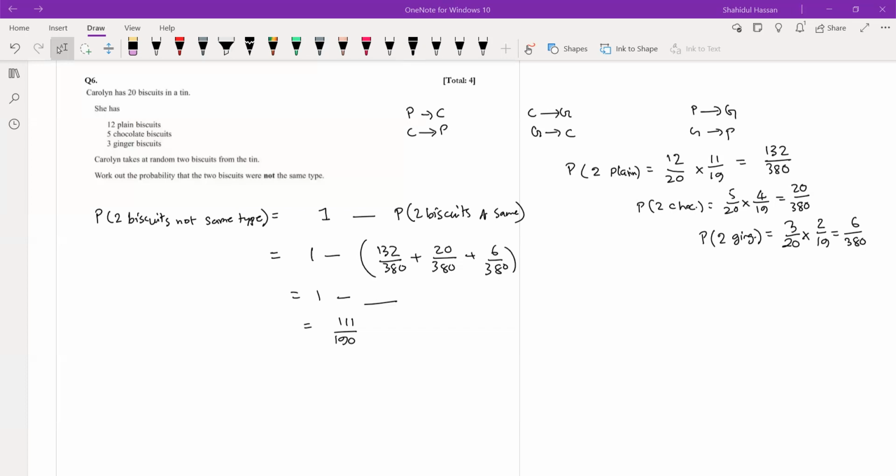I completely understand you, Tasmia. No worries. So this should be 79 by 190. Yeah. The final answer is 111 by 190. Joseph, why don't you respond? Hmm? Are you there?